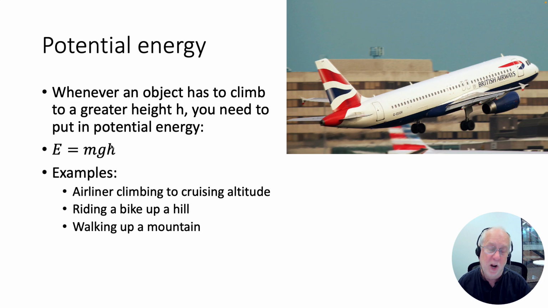But then there's potential energy. If you're staying on the level, you don't use this, but if you want to climb, then you need energy of mgh, m the mass of the object, g the gravitational constant, 9.8, and h the height change. So for example, an airliner climbing to cruising altitude, like you see over here, will need mgh to get up to 10,000 meters where it typically flies. If you're riding a bicycle up a hill, you need to exert this energy to go up the hill, or walking up a mountain. Hopefully that should be familiar to you.